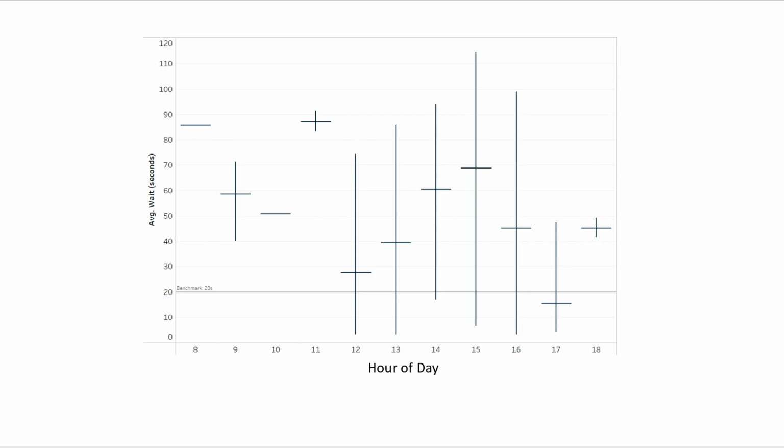Looking solely at just the averages here, we don't really have much of a picture on what we should do. All we can say is, in general, we're not meeting our benchmark.